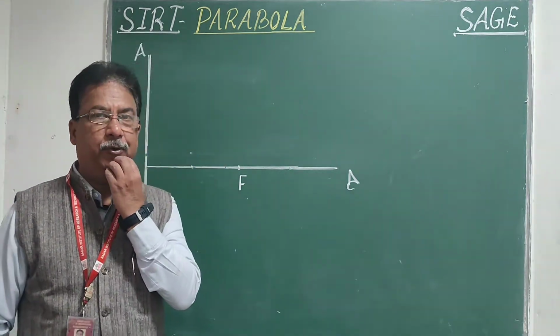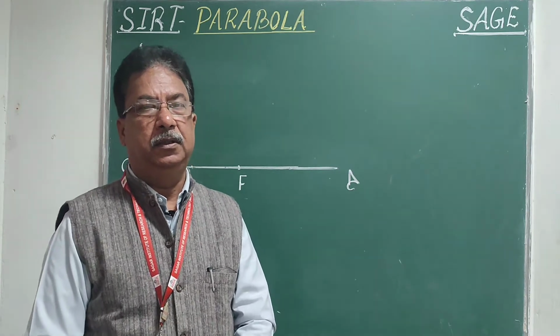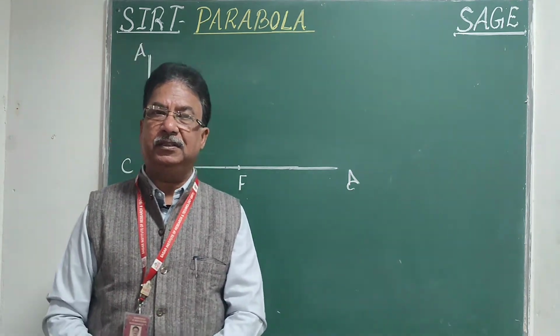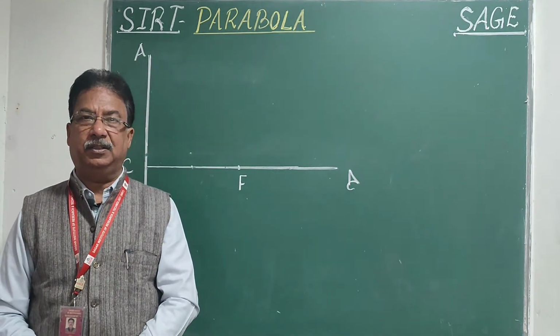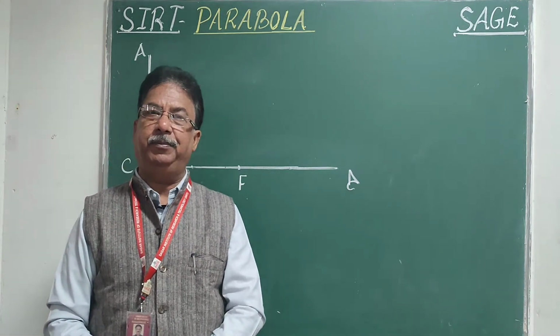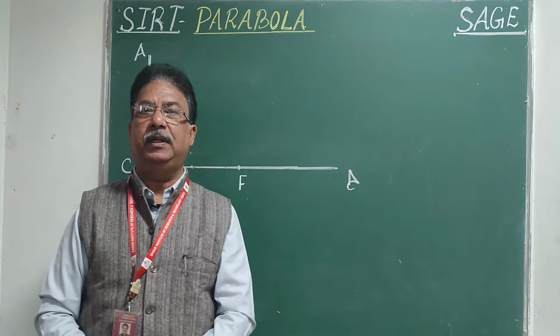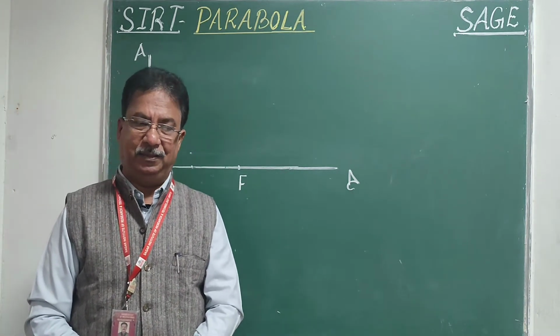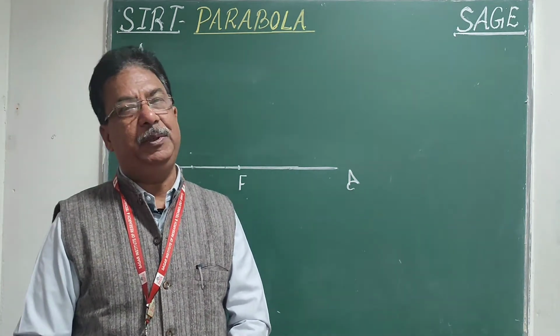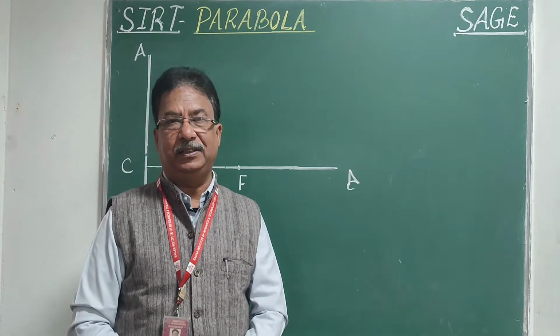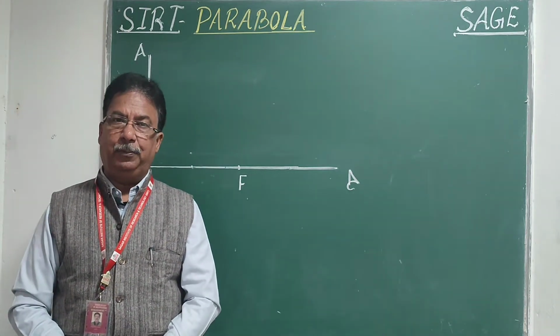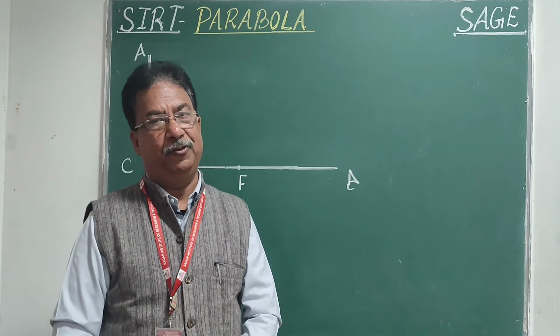Today I am taking one problem on parabola. If you remember, earlier we discussed different methods for construction of conic sections. There is one method known as the general method. Sometimes people also call it the directrix and eccentricity method. This method is based on the definition of eccentricity, according to which for a parabola the eccentricity will be 1.